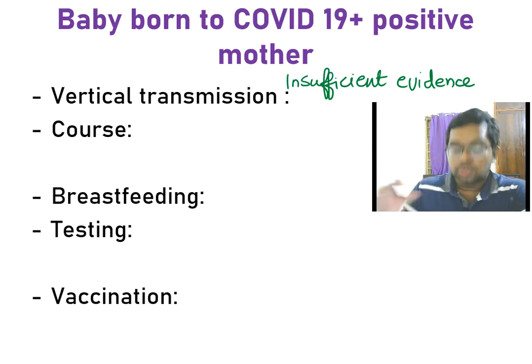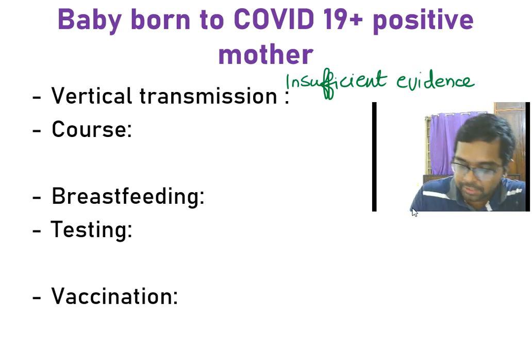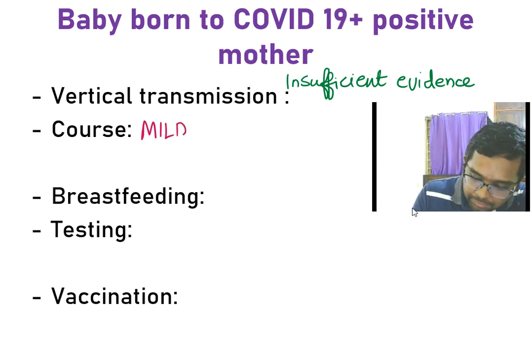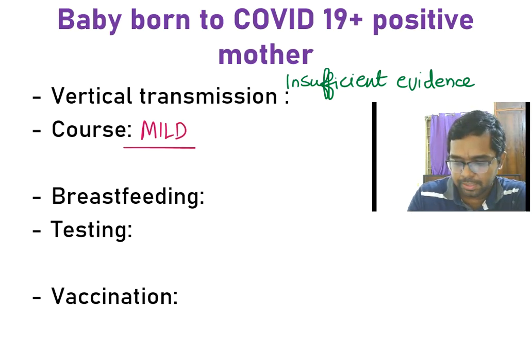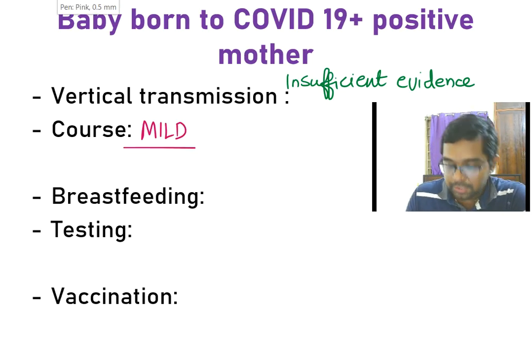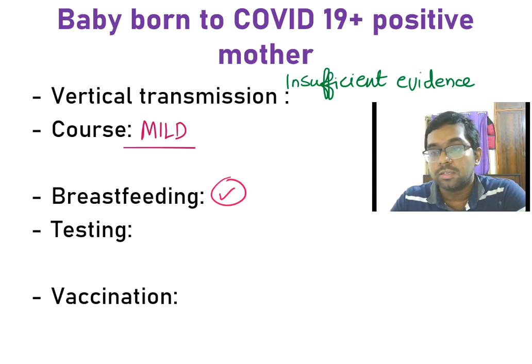Then, what is the course of the COVID-19 infection in the baby? Even if the baby is infected, it is usually a very mild course. Very important: usually the children are not going to develop complications, only a mild course. What about breastfeeding? Breastfeeding definitely should be continued, because till date there is no evidence to say that the virus is present in or secreted in the breast milk. The only thing is that the mother should take adequate precaution by wearing a mask, so that she prevents respiratory transmission to her baby. Breastfeeding is definitely indicated.